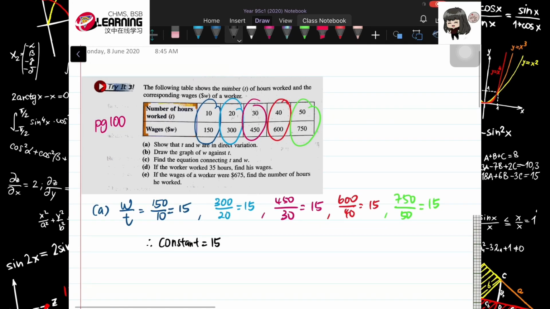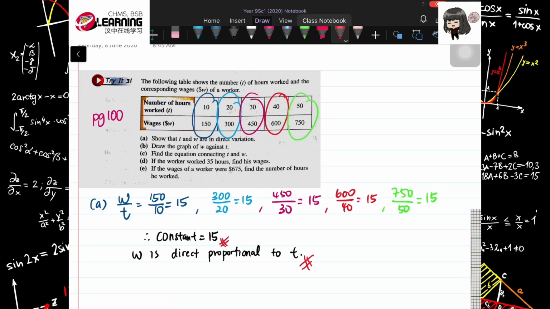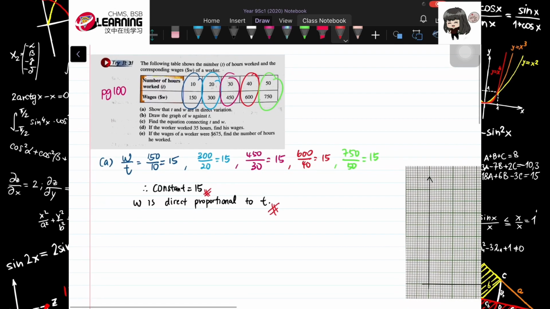So we have shown that they are in direct variation. Since the constant is 15, we can say that W is directly proportional to T with a constant of 15. This is the answer. We have to find it one by one, and if the constant is the same, 15, 15, 15, we can say that W is directly proportional to T. This is how we show that it's a direct variation.